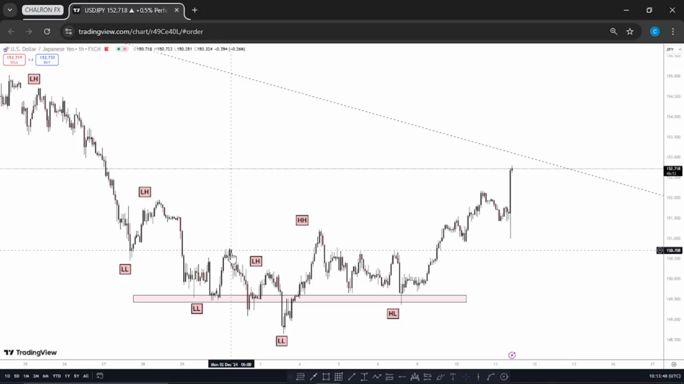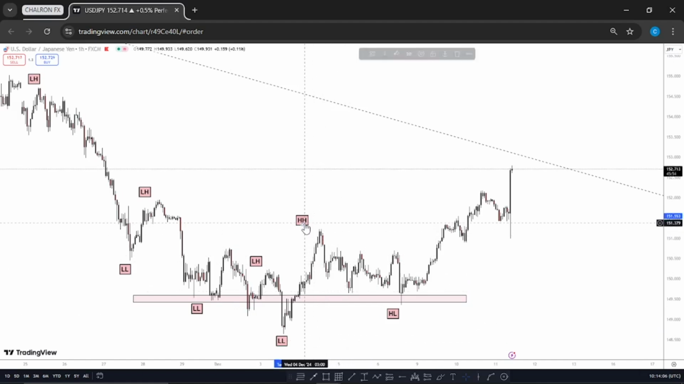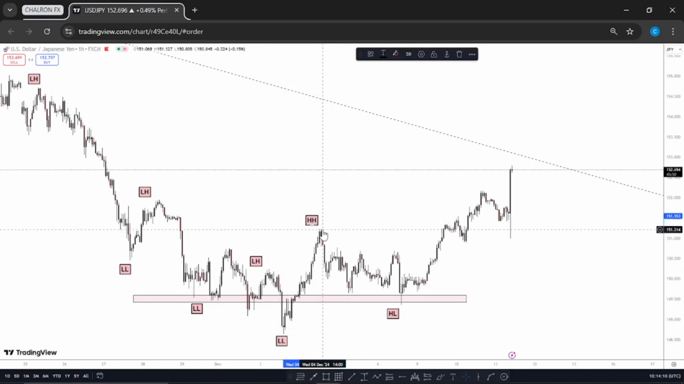Alright, so now coming down to our H1 time frame here, what was the first thing we need to do? The first thing we need to do is to identify the H1 market structure. We realized on the H1 time frame the market structure is also bullish, right? We have a lower high, lower low, higher low.